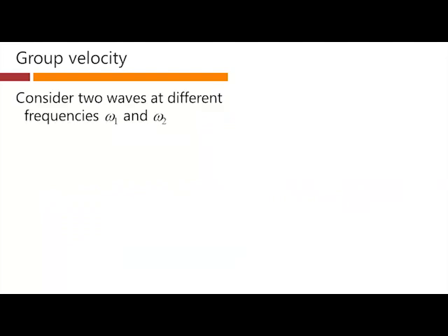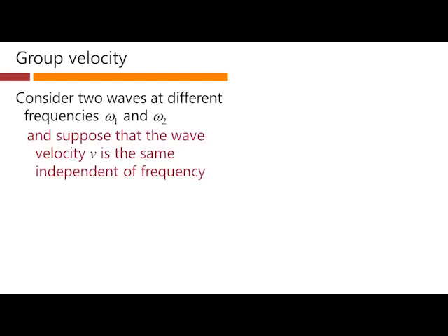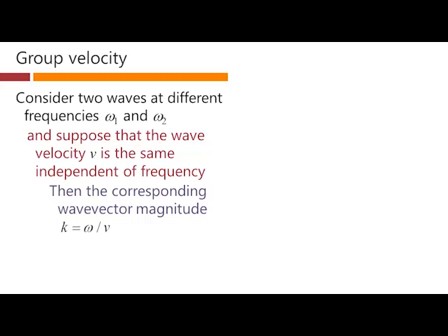Let's look then at some waves. We're going to consider two different waves of different frequencies, omega 1 and omega 2, and these will be the angular frequencies we're going to use. And we suppose that the wave velocity v is the same for both of these waves, that it's independent of frequency. So the velocity the wave goes at does not depend on its frequency.